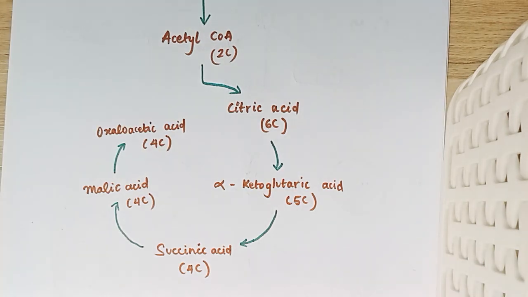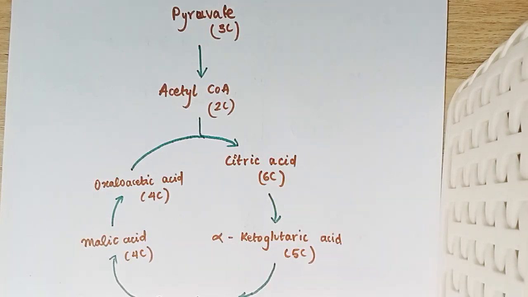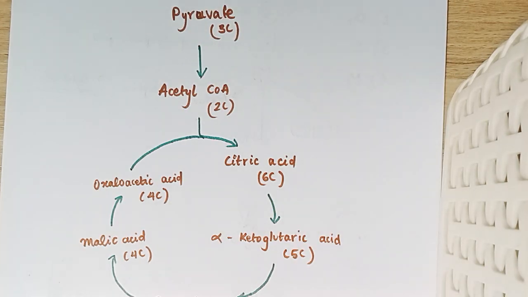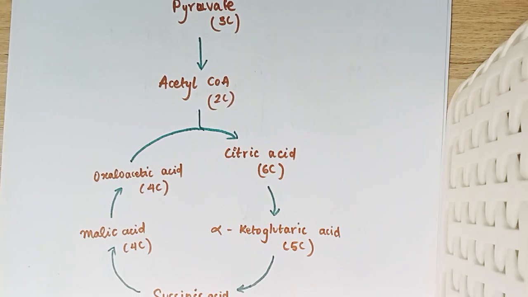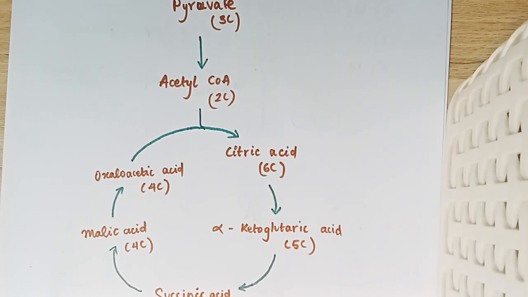Then the oxaloacetic acid regenerates and combines with acetyl coenzyme A to form citric acid. So this is what you should keep in mind first. The pyruvate changes into acetyl coenzyme A and then further it enters into the Krebs cycle. Now, if you know all of these steps, then learning the Krebs cycle is going to be really easy.